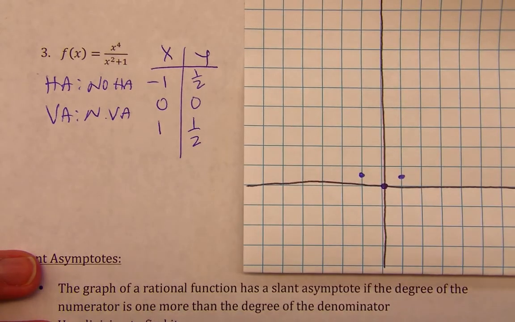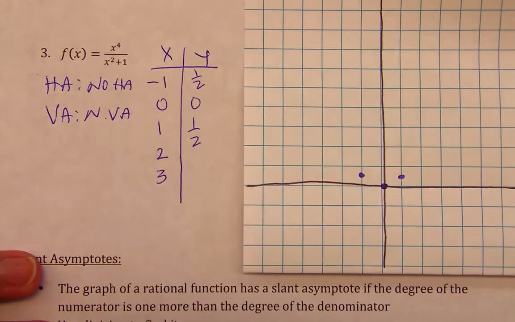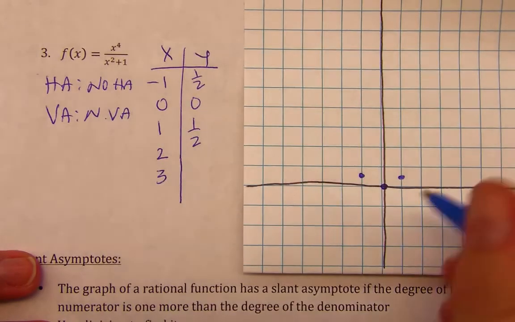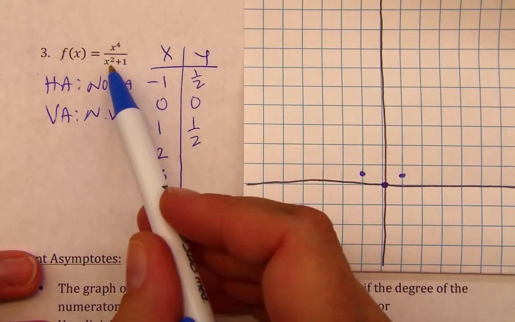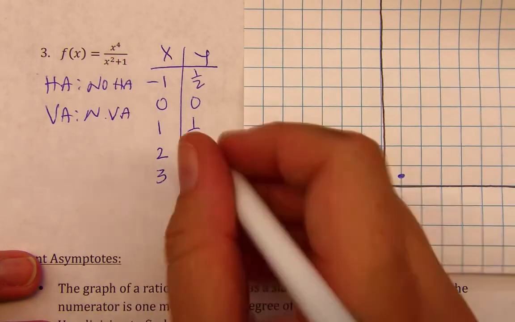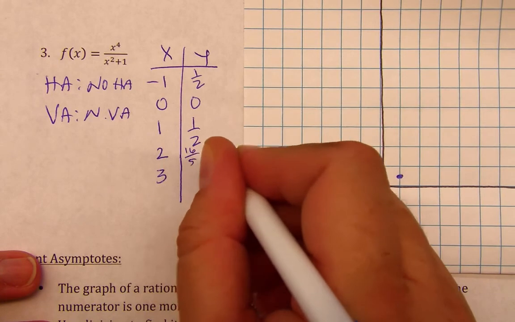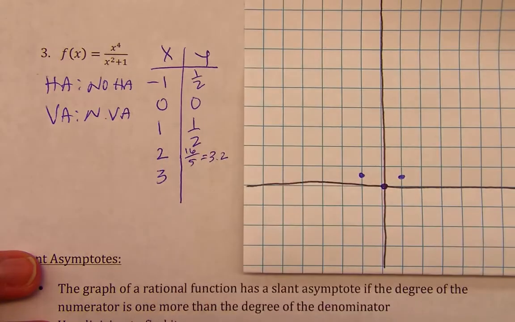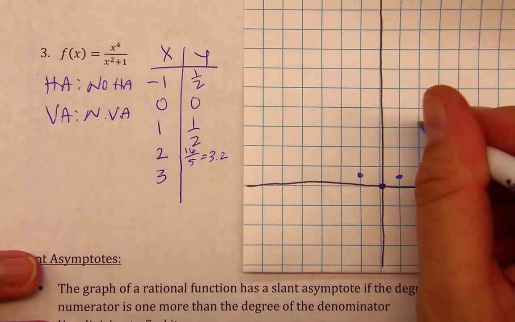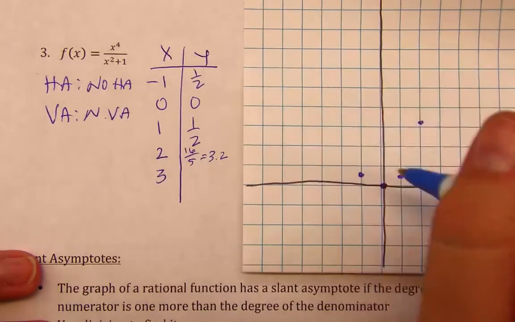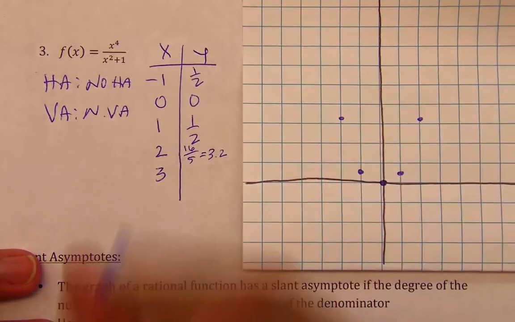Let's plug in a few other points. Let's try maybe 2 and 3. And plugging in 2, I get 16 on top and 5 on the bottom, so 16 over 5, which is about 3.2. And so that would be 3.2 about there. And we're going to get the same thing on the other side, plugging in negative 2.